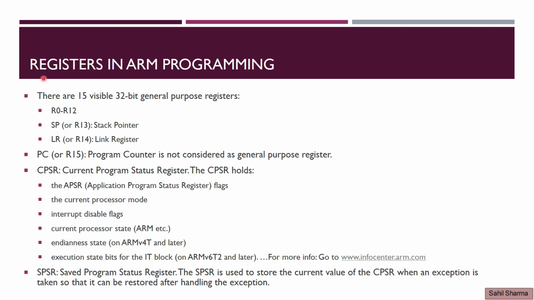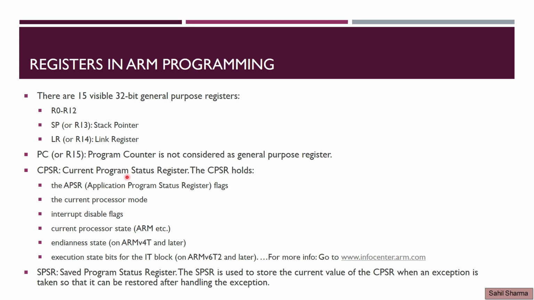So these are the registers usable in ARM programming. There are 15 visible 32-bit general purpose registers, R0 to R14. R0 to R12 are the registers which can be used by the programmer by giving some values. SP is the stack pointer. LR, R14, is the link register. LR holds the return address of a subroutine. PC, the program counter, is not considered as a general purpose register. The program counter holds the next instruction to be executed.